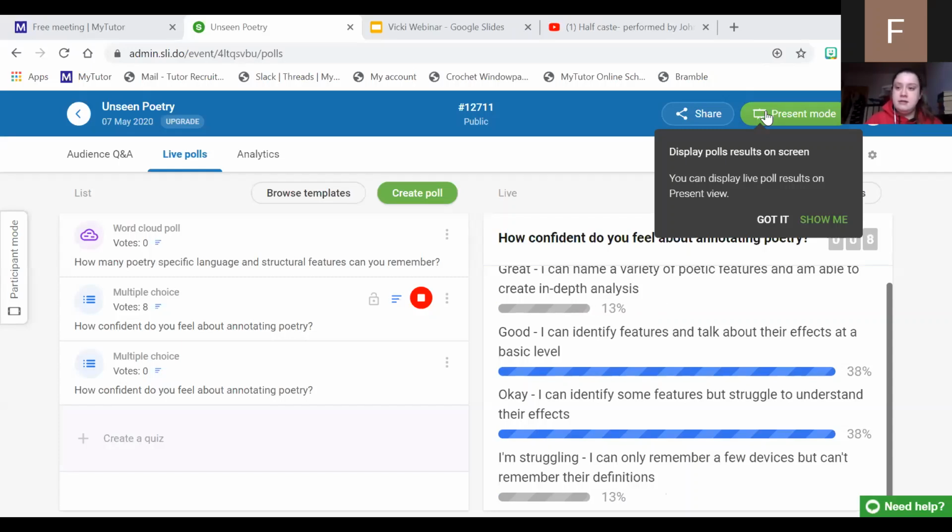Fantastic. Just move this over here. Lovely. So that looks like quite a healthy level so far. We've got some of you on great, that's fantastic. Our big one is good, so that's great as well. That's a really healthy place to be at this point. And we've got a relatively small percentage that think they're really struggling.